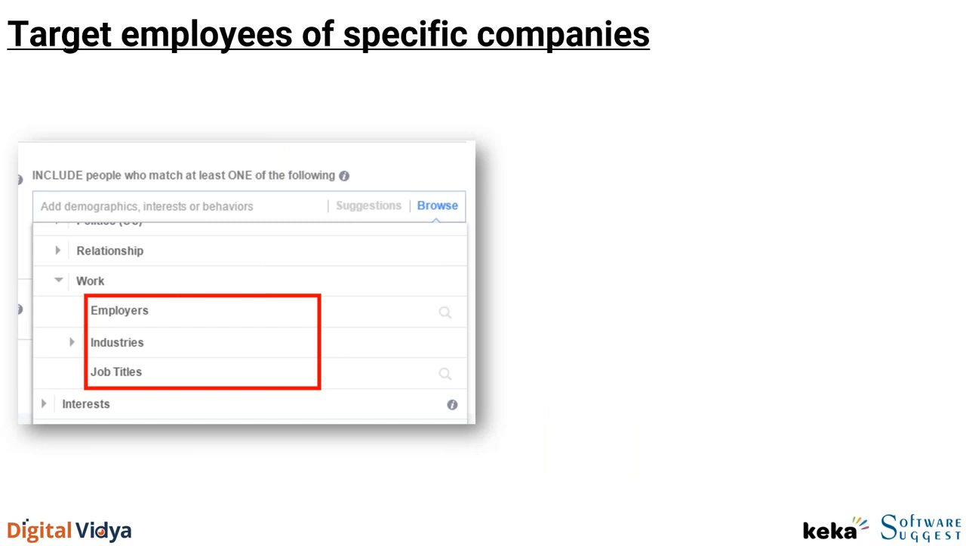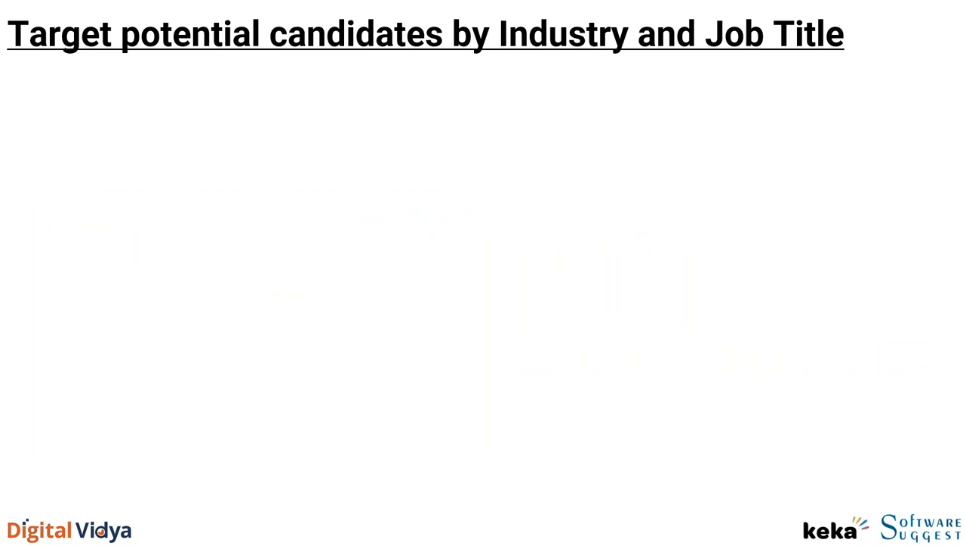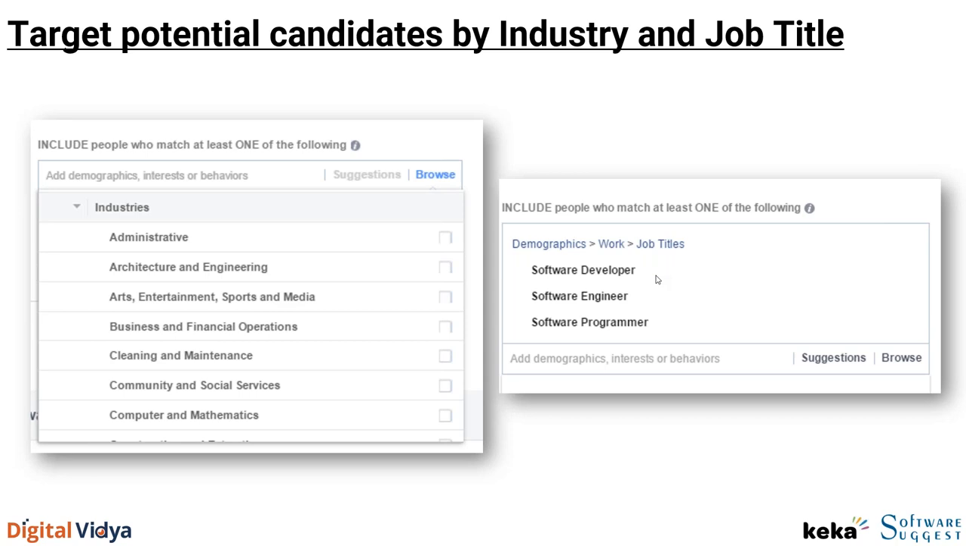You can also target employees of specific companies, so you can target people based on where they're working. Let's say you want to target people working in a specific bunch of companies, you can do that too on Facebook. It's a great way to reach the right segment of employees. You can also target candidates by industries and job titles. If you want to target candidates from the software industry, you can do that. From finance, you can do that. You can also target by specific job titles. So if you've got an open position for software engineers, you can target people who have indicated on Facebook that they are working in this space, right?